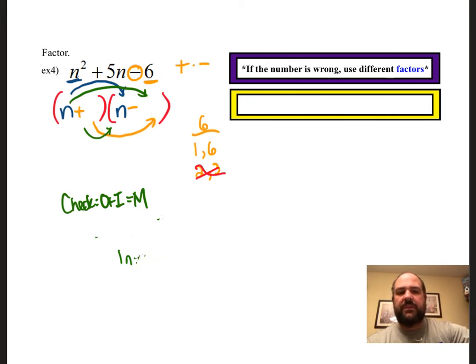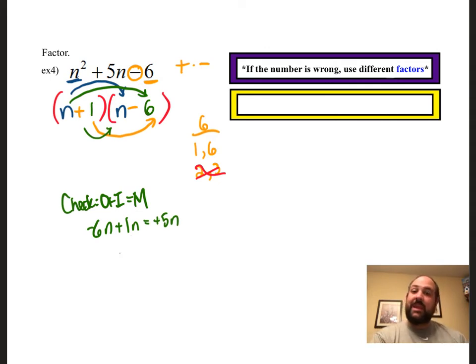Let's plug in the 1 and the 6. Let's just say I put the 1 first, and then the 6. So plus 1, minus 6. Now I'm checking again. I want to make sure that the outside plus the inside gives me the middle term. In this case, my outside term would now be negative 6n, my inside would be plus 1n, and it should equal positive 5n. The problem here is that I get 5, except it's negative 5n, and that is not equal to positive 5n.